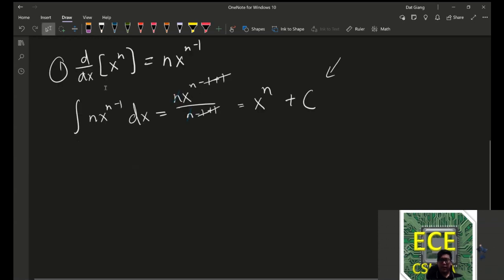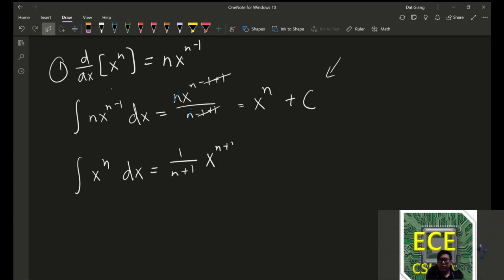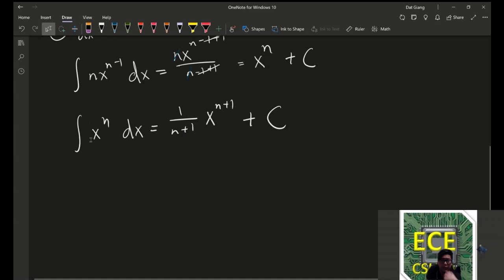So notice that in general, when we have the integral of x to the n dx, it is always going to be 1 over n plus 1, x to the n plus 1, and we have some constant which we have to include for parameter purposes.